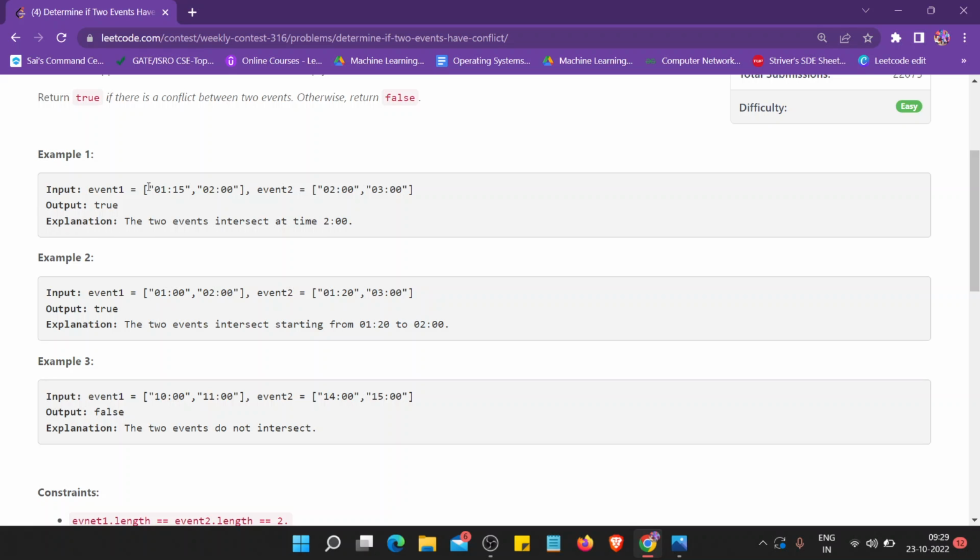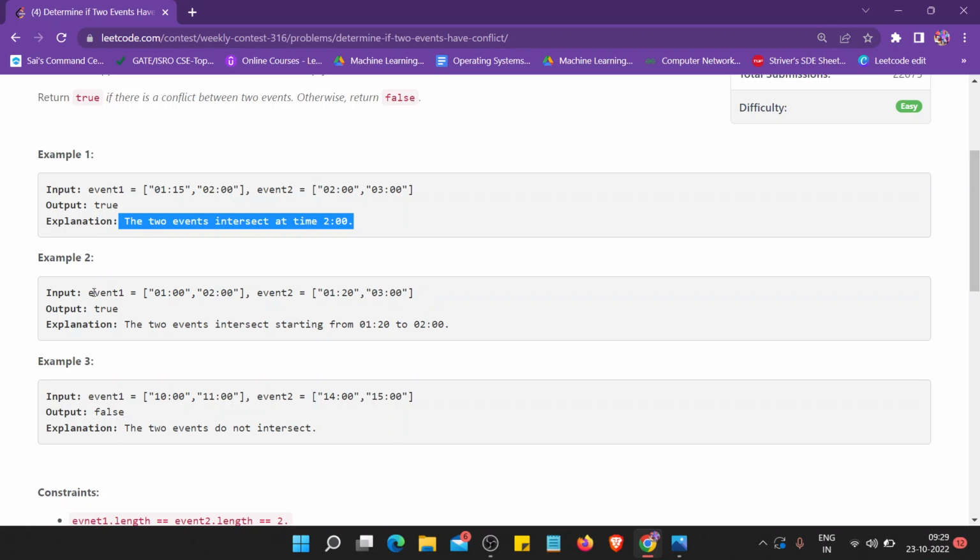Like here, the first event started at 1:15 and ended at 2 o'clock, but event 2 started at 2 o'clock and ended at 3 o'clock. So as you can see, event 1 ended at 2 o'clock, and at that time only event 2 started. That means they are intersecting. So the two events intersect.